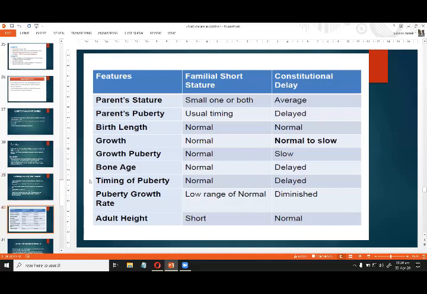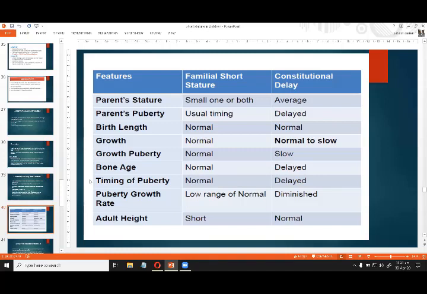Comparative analysis of familial short stature and constitutional short stature. In case of familial short stature, one or both the parents will be small, while in constitutional short stature, the parents will have average height. Parental puberty will be at the usual timing in case of familial, but it will be delayed in case of constitutional. Length of the child at birth will be normal in both the cases.